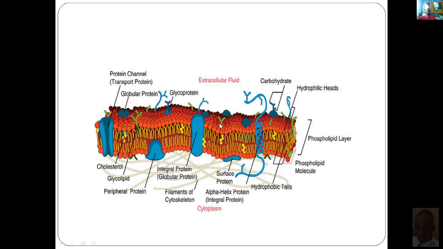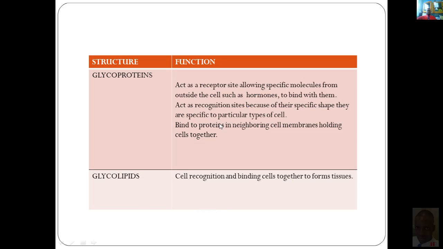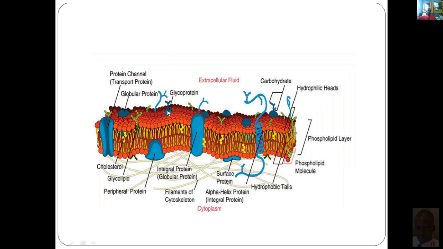Good. Additionally, there are some other molecules to be included, and we call these glycoproteins and glycolipids. Now, glycoproteins are just those protein molecules that have a chain of carbohydrates attached to them. Good. And glycolipids are just those lipids that have a chain of carbohydrate attached to them. Good. So that's the only thing that makes them unique, and so we give them the name glycoprotein or glycolipid.